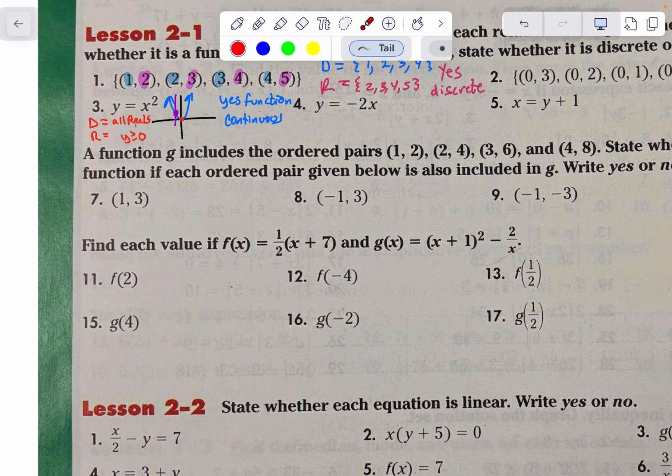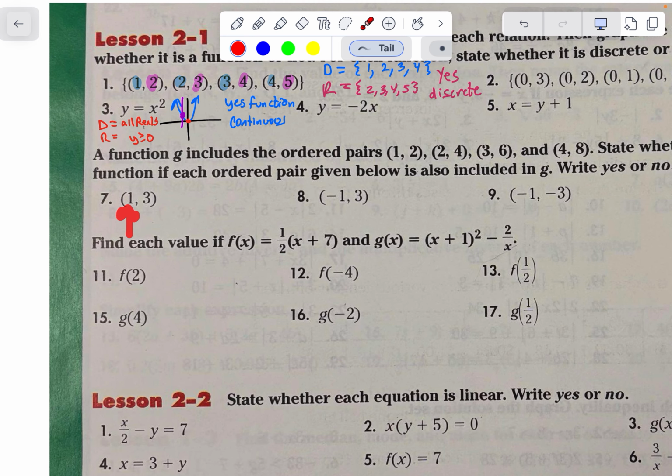So all we're going to do is compare what we have added, 1, 3. Was 1 already used in the original set as an x? Was 1 already used? Yes. So that's a no. Can't be a function because the 1 was already used. Let's do 8. In number 8, the point is -1, 3. Has -1 already been used on our list of x's? No. So that one's a yes. So for 7 through 10, all I need to say is yes or no, nothing else.